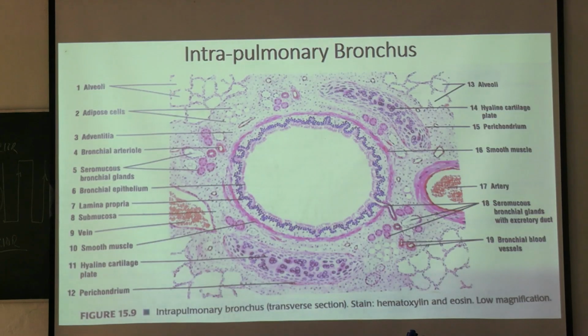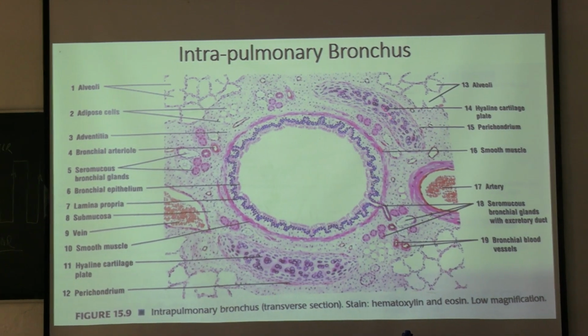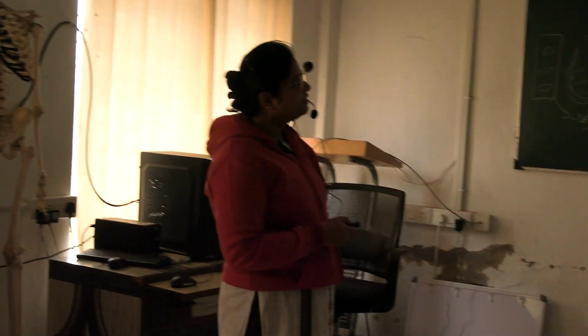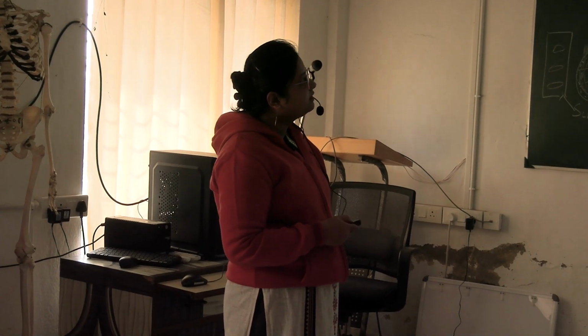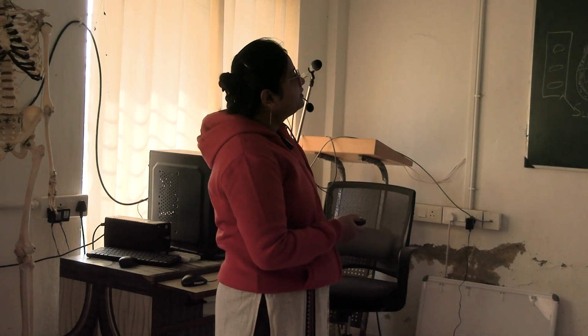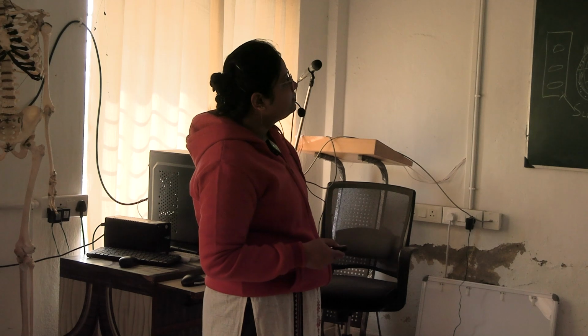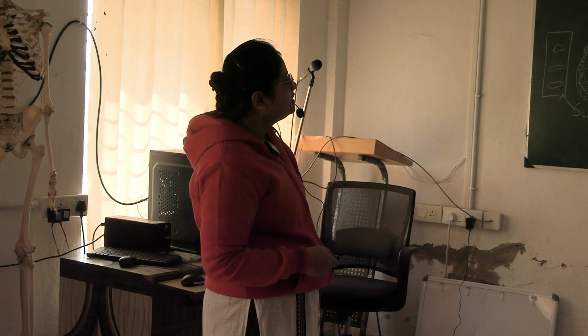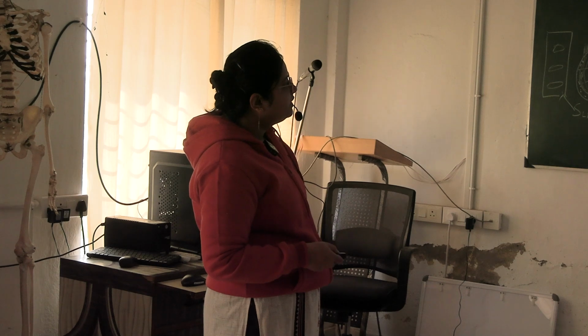This we have discussed. See the pictures of intrapulmonary bronchus. Sections of cartilage are present, lining epithelium, lamina propria, smooth muscle layer, submucosa. You can see the glands and cartilage, and outermost is connective tissue. Okay, this is a high power view of the intrapulmonary bronchus. Epithelium, lamina propria, submucosa, cartilage, connective tissue.